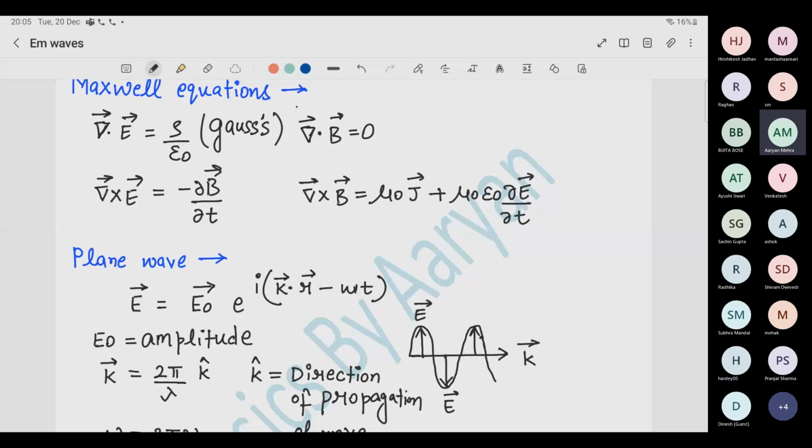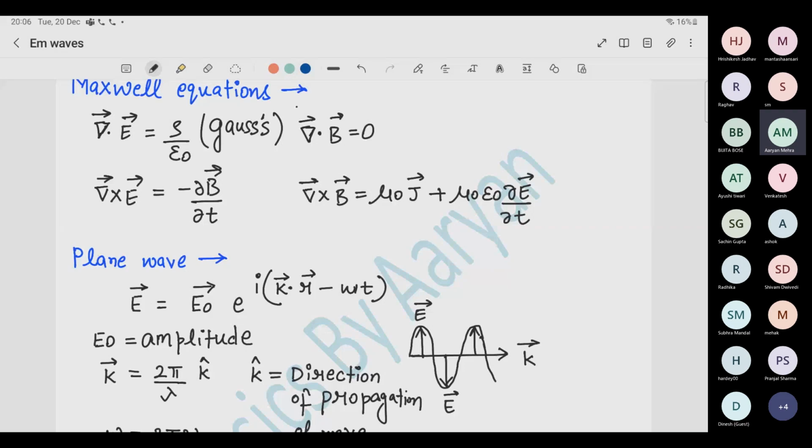So del dot B equals 0. It explains that there should not be any monopole. Del cross E equals minus curly B by curly t is something called Faraday's law, which comes into play. It explains that if you have a changing magnetic field, it means if your current is changing, then you inherently produce some sort of EMF or electric field.